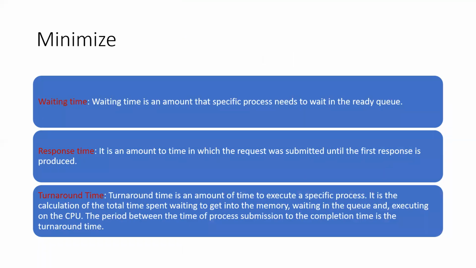For the minimize, waiting time is the amount of time that a specific process needs to wait in the ready queue. The response time is the amount of time from when the process or the request was submitted until the first response is produced. Turnaround time is the amount of time to execute a specific process. It is the calculation of the total time spent waiting to get into the memory, waiting in the queue, and executing on the CPU. The period between the time of process submission to the completion time is the turnaround time.